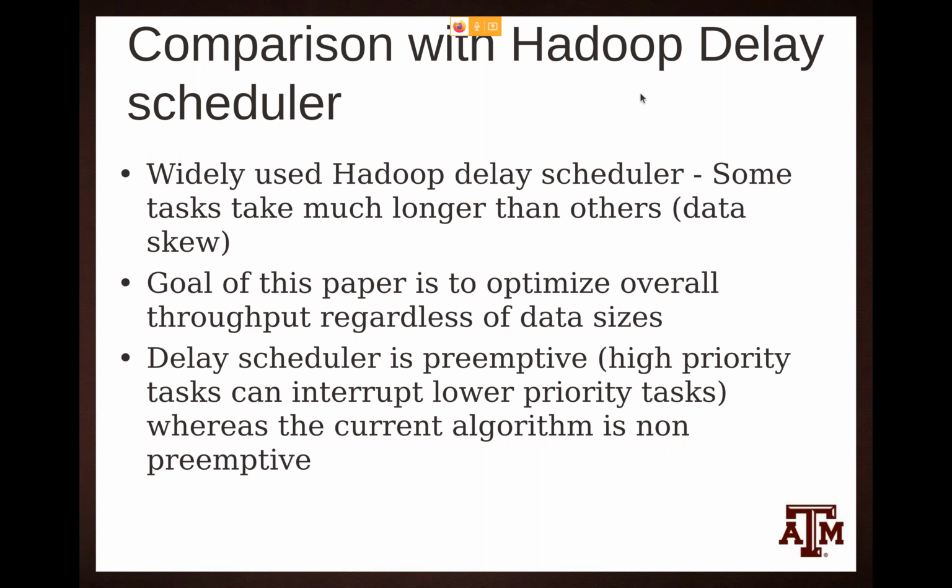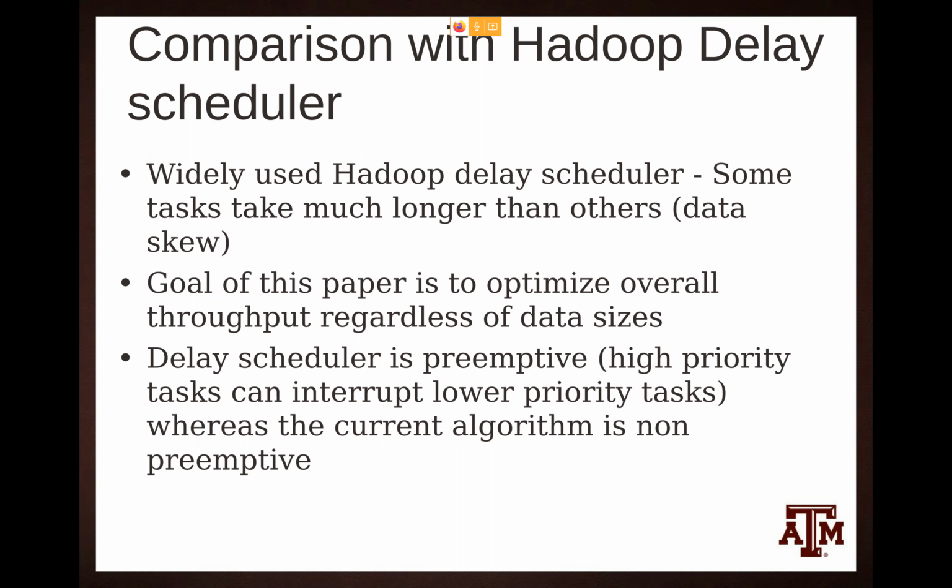A comparison with the Hadoop delay scheduler. The evaluation of this paper is based on the assumption that the tasks are non-preemptive. What that means is if a machine starts running a task, it should take it to completion. But if a high priority task comes in, maybe it can be preempted and that might help the throughput. That's what the Hadoop delay scheduler takes into account.